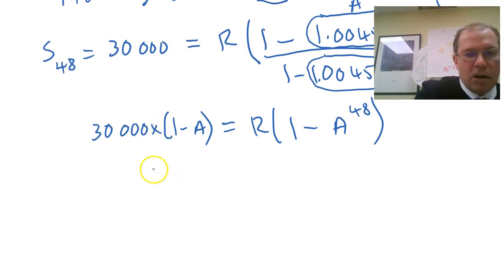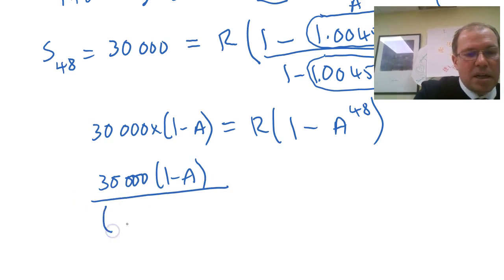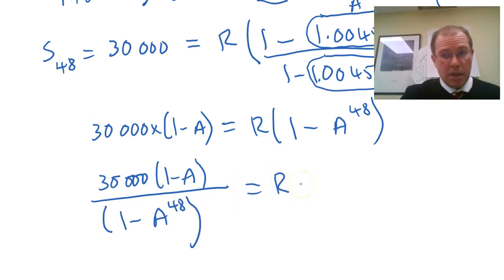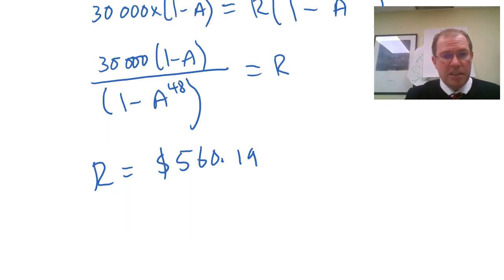I need to divide that number, 30,000 times 1 minus A, by, using brackets on your calculator, bracket 1 minus A to the power of 48, and close your bracket. And that is your answer R. Try it yourself. Pause the video and count 5, 4, 3, 2, 1, and there you have it. Hopefully you got the same answer. If you need some help with your calculator, just ask someone, but storing it in the memory should help, and you should have a regular payment of $560.19 a month.